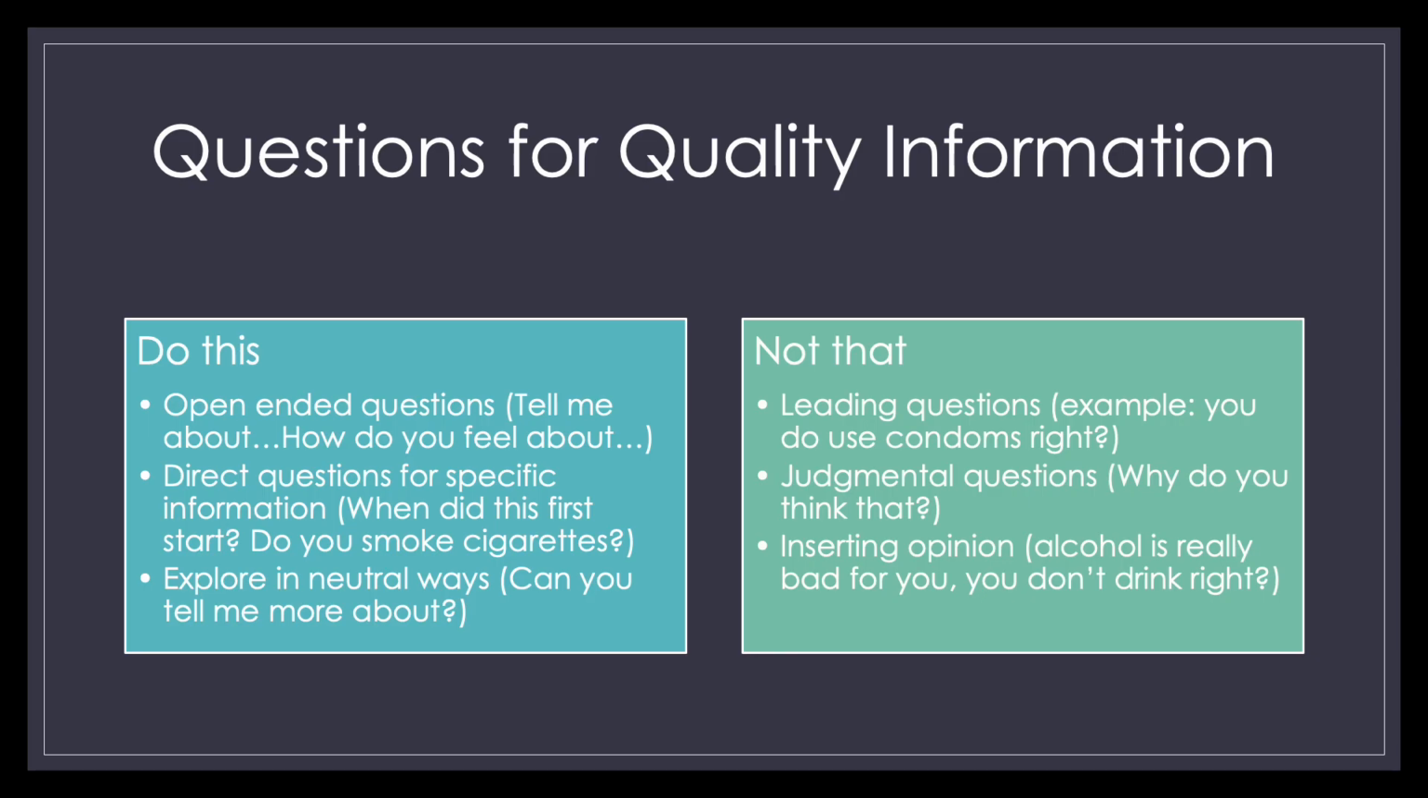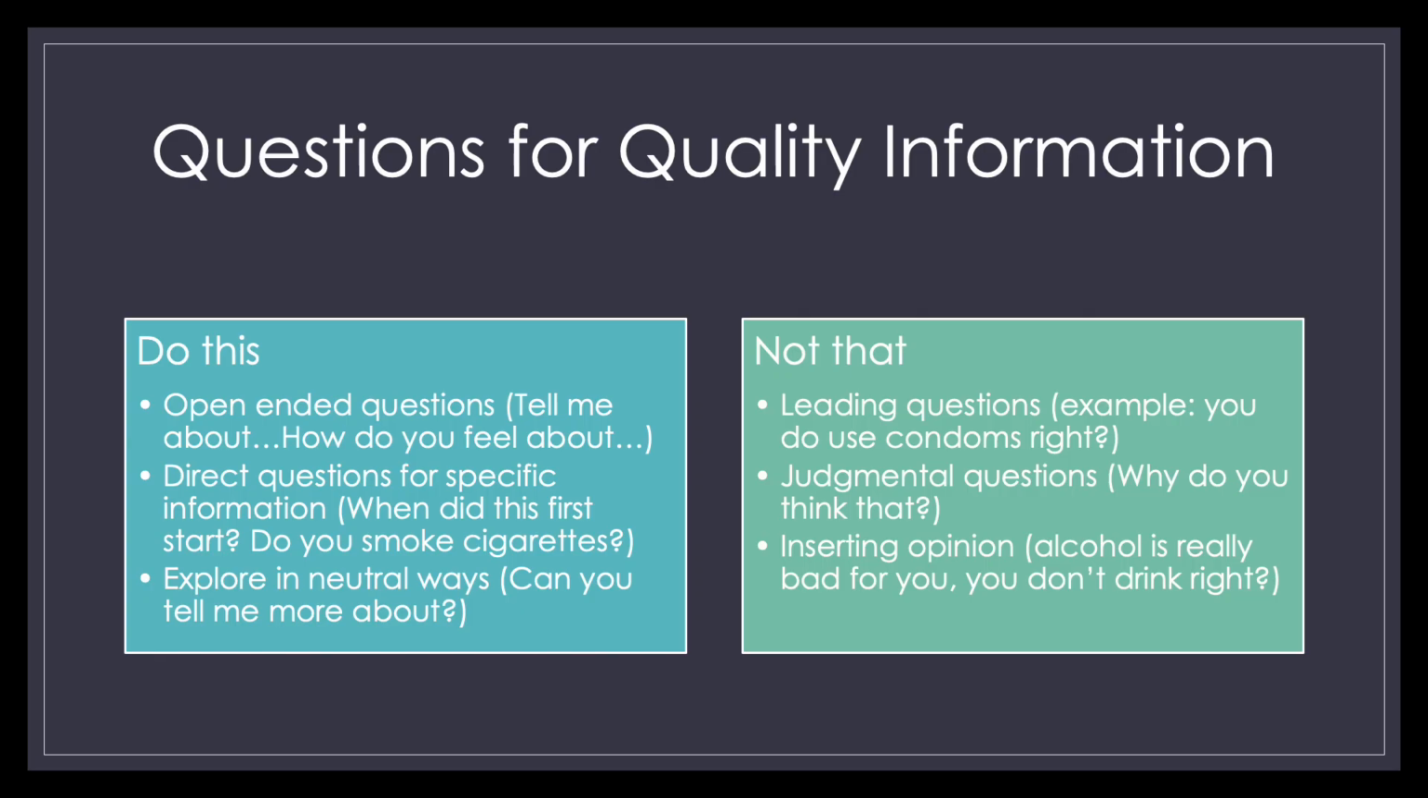So when we are trying to elicit quality information during a health history, it's important that we do a couple of things and do not do a few others. So for example, we want to ask open-ended questions. Tell me about this. How do you feel about this? That is a not closed question, right? A direct question would be yes or no or something very brief. And open-ended questions really help to elicit the whole picture.